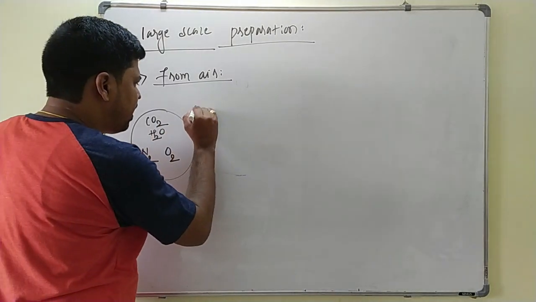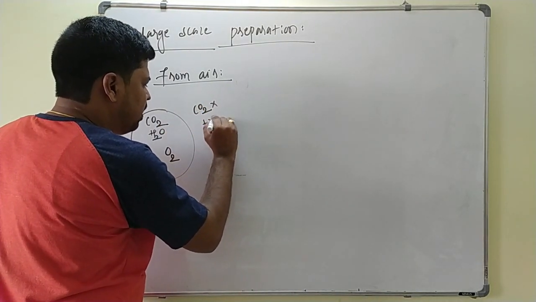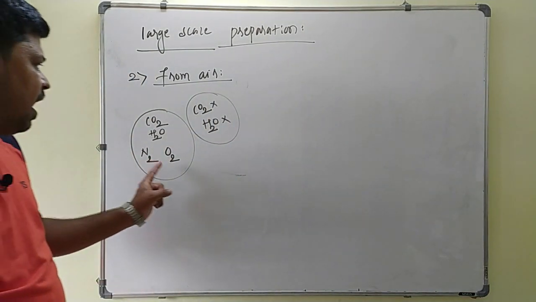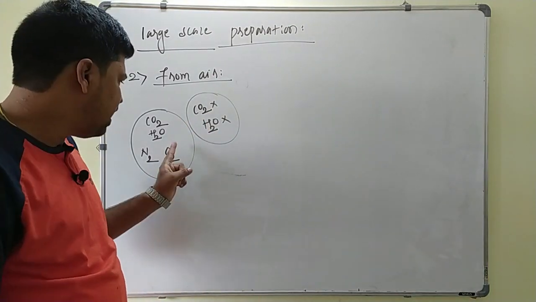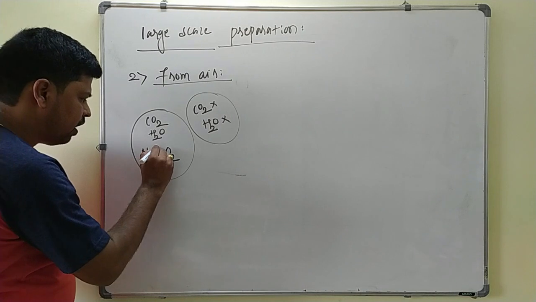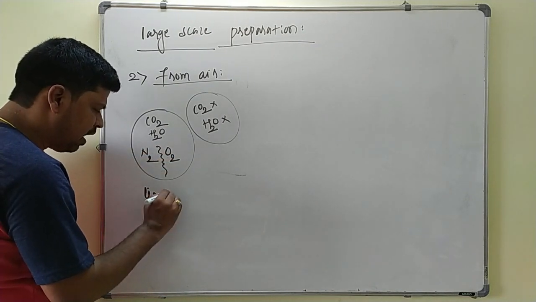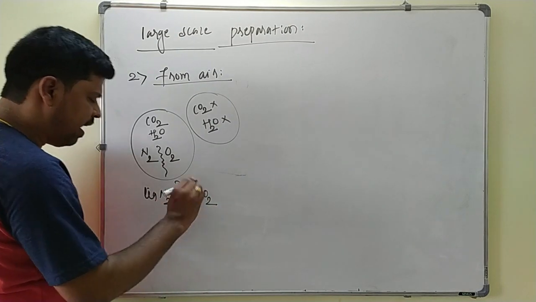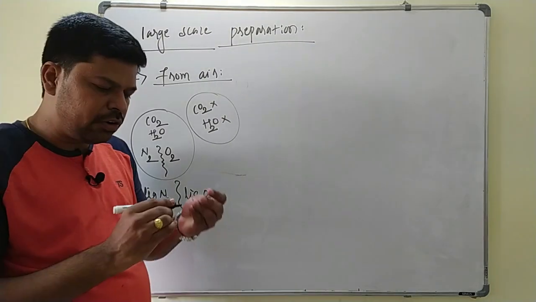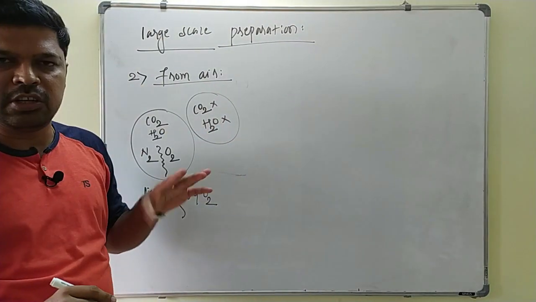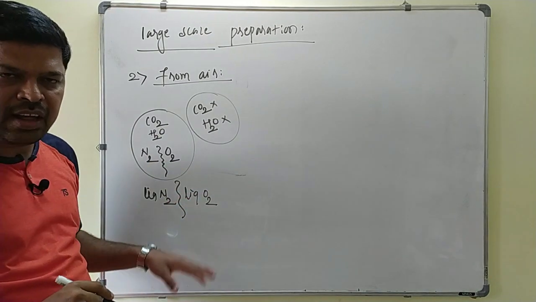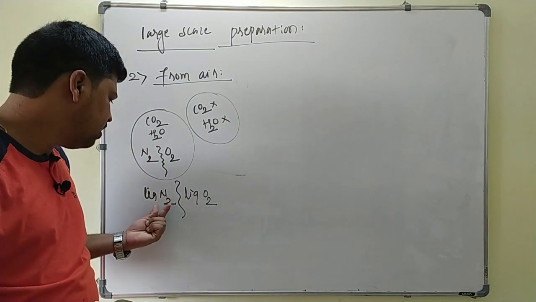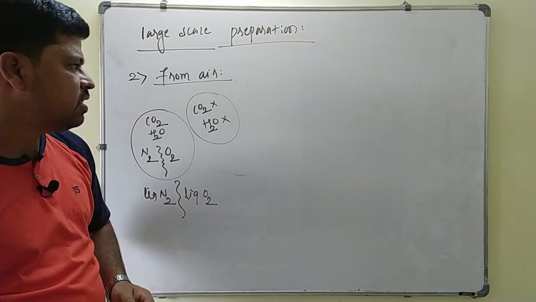First you have to remove CO2 and water vapor from the air, these two are removed, then the remaining gases, that is nitrogen and oxygen, are liquefied. After liquefying, they are subjected to fractional distillation. After fractional distillation, liquid nitrogen and liquid oxygen are obtained, and these are separated later. Simply, from the air, first CO2 and water vapor are removed, then the remaining gases are liquefied and subjected to fractional distillation. Then the liquid nitrogen and liquid oxygen are separated here.